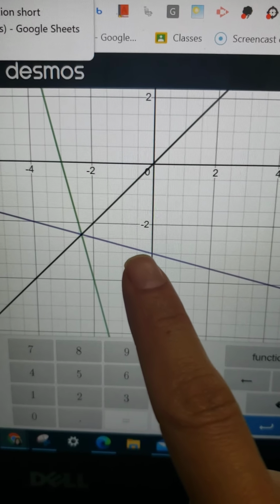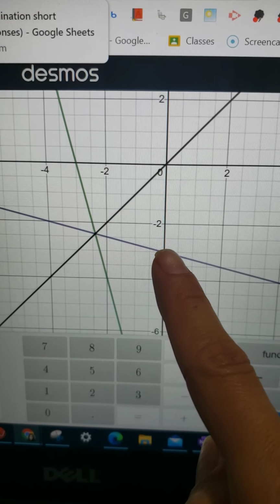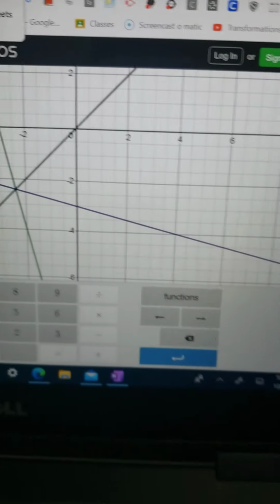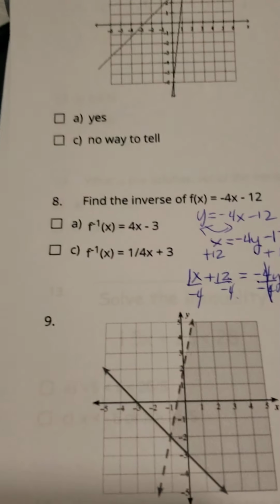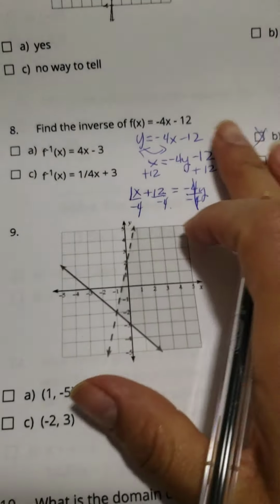So what did I say? (-3, 0), and it does cross, see right there? So it crosses here and here. So they are inverses. So that's one way of doing it without having to do all the work.